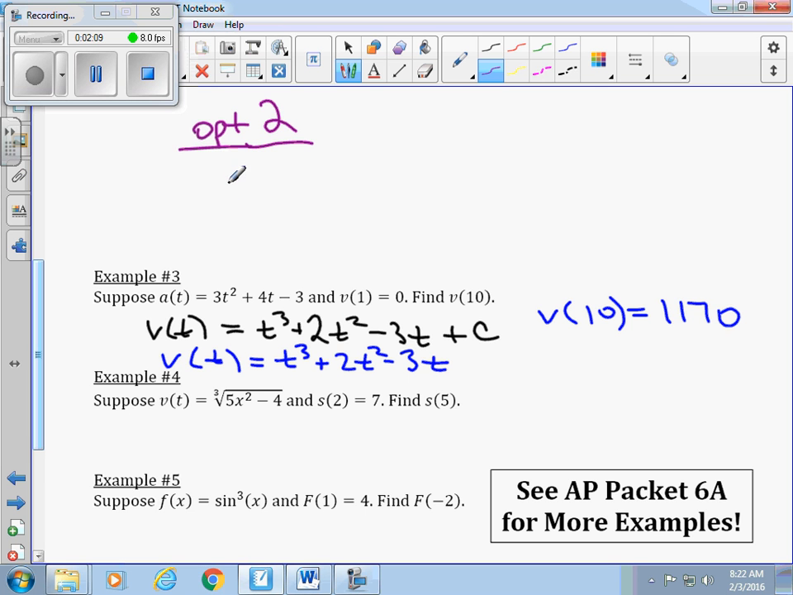Okay, option 2. Before we do, v of 10, would you agree is v of 1 plus the integral? Where in the world am I getting this stuff?